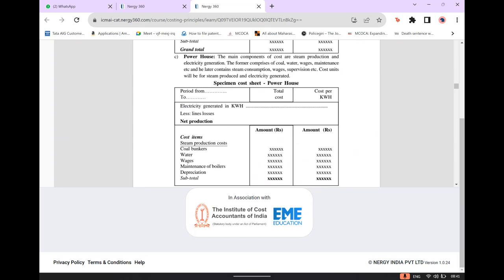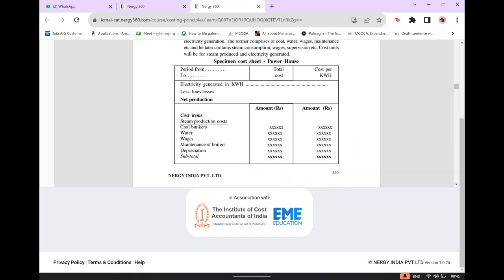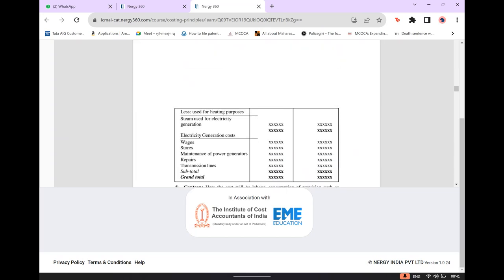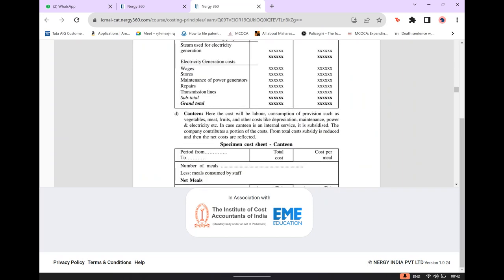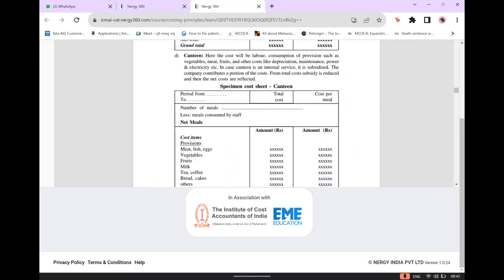So you have the operating cost, that is the steam production cost. You have coal bunkers, wages, maintenance, and all those. Then you have the steam used for electricity generation. That is captive consumed, that will be subtracted. Then you have the electricity generation cost, wherein you have wages, stores, maintenance, and all, and you get the total cost. Canteen, I told you, will be a service costing.